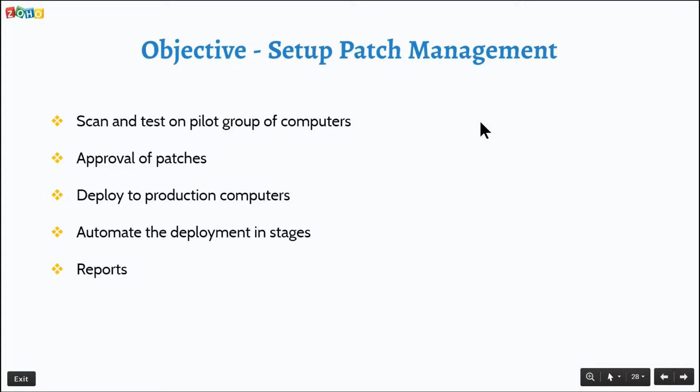So here comes the objective for today's webinar. I've come up with a scenario to make it more understandable for customers. To explain the patch model in a better way, I've taken this objective. Here are the enterprise level best practices for setting up patch management. We can see how to scan the machines and test the patches in non-production machines. And once the testing is done, let's see how to approve those tested patches to the production environment.